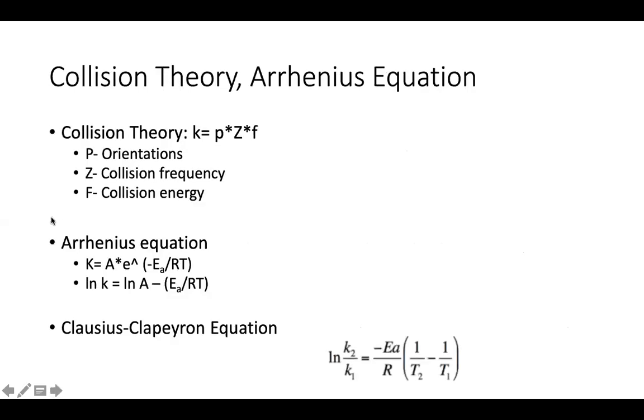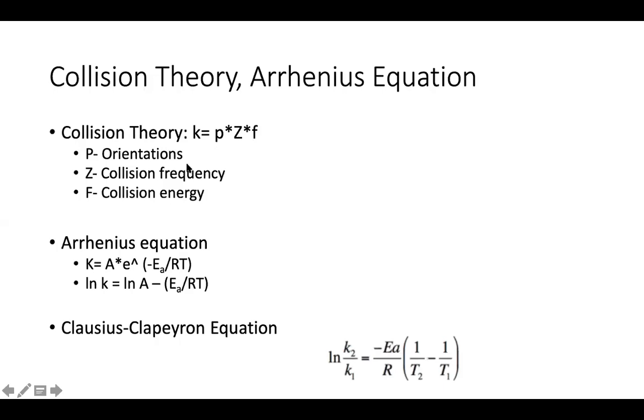And I told you on the last slide to think of F in collision theory in relation to enzymes or catalysts, right? So collision theory says that k, our rate constant, is equal to 3 different factors that we label as P, Z, and F. Now, P stands for orientations. Basically, do our reactant molecules collide at the correct orientation that will allow them to convert to products? That's one factor at play.